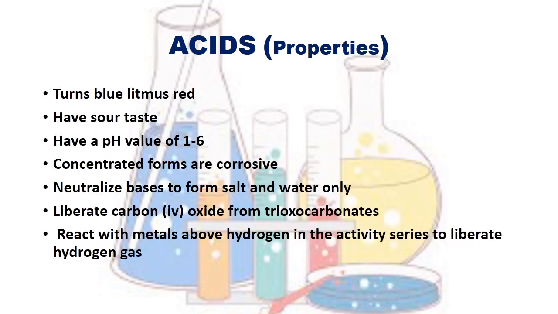Now we are going to look at the properties of acids. Acids turn blue litmus paper red. They have a sour taste, and that is why when you taste unripe fruit, it tastes sour, because it contains acid. They have a pH value of 1 to 6, and their concentrated forms are corrosive.